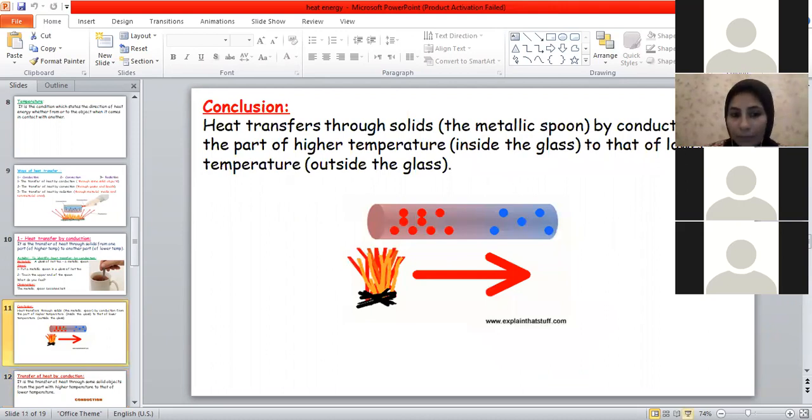Here, imagine this is the pan and this is the handle of the pan. Here is the higher temperature object, so the heat can transfer from the red one to the blue one, to the end of the handle. Why? Because the heat transfers through solid objects.